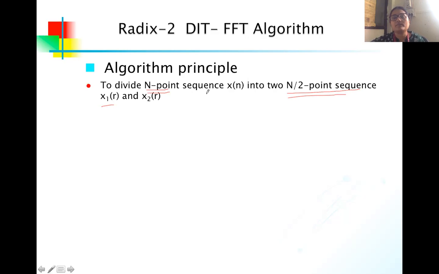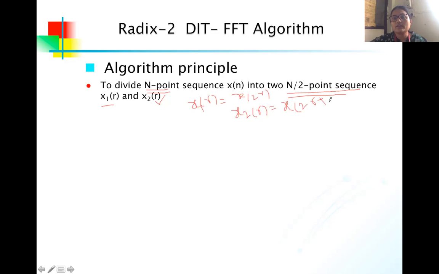So x1 of r, what will be the value of x1 of r? X1 of r is going to be equal to x of 2r. These are the variables, you can take any value. So x1 of r is equal to x of 2r. Then the second, x2 of r, is representing the odd values. So we write x2 of r equal to x of 2r plus 1.